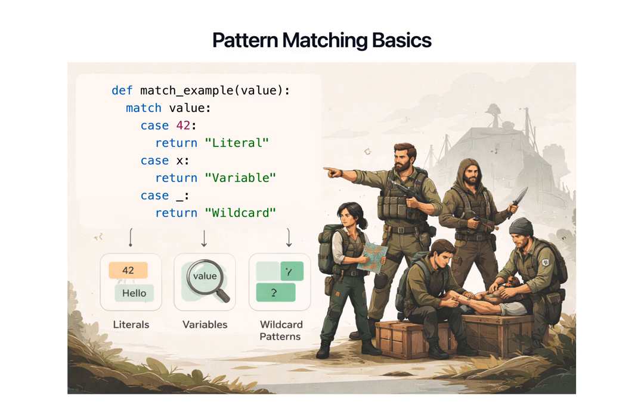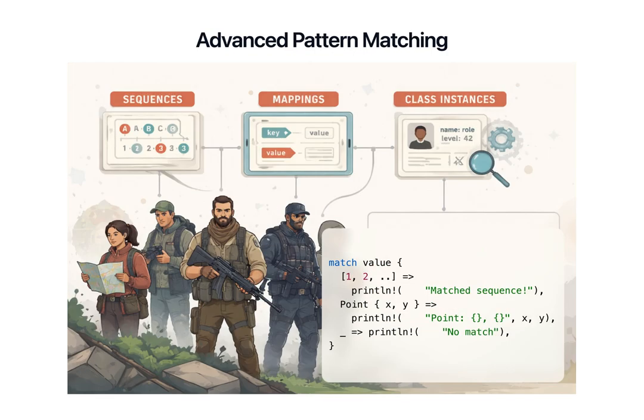Basic pattern matching involves using literals, variables, and wildcards to create match cases. This allows for simple and direct comparisons in your code. Advanced pattern matching includes sequences, mappings, and class instances. These allow for detailed and complex data structures to be matched effectively.